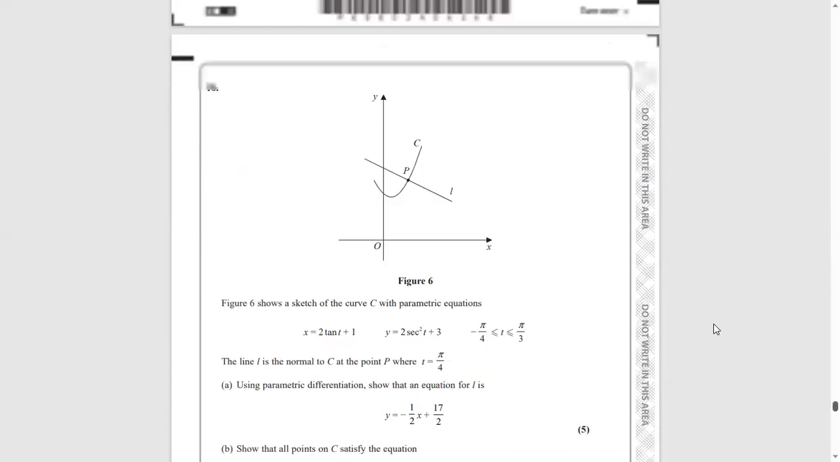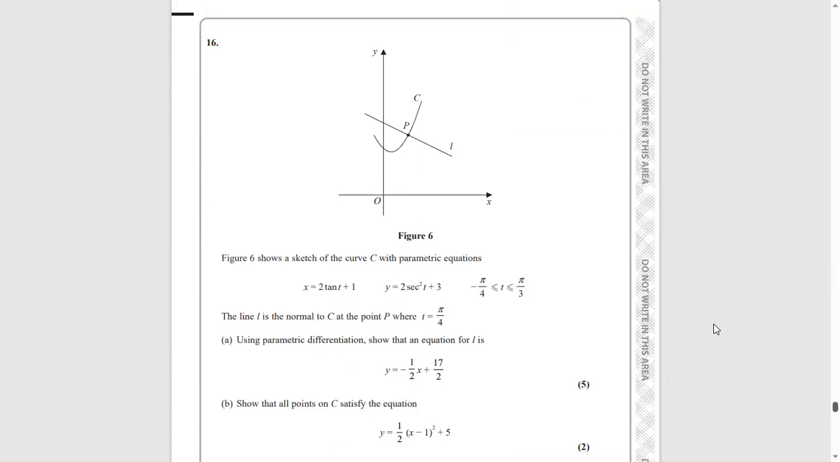So we're going to do this pure maths question here, and it's the last question, so the hardest one on this 2022 paper from last year's exam. So let's look at this question here. Figure 2 shows a sketch of the curve C with these parametric equations. So we've got parametric equations. We've got t, which is defined between minus pi over 4 and pi over 3. So that's the curve there, this curve C.